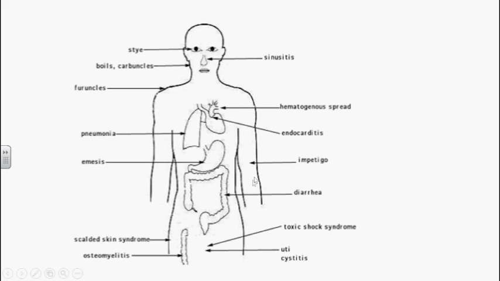This is the diagrammatic representation of the infections caused by Staphylococcus aureus. It can cause skin infections like styes, boils, and carbuncles. We can see sinusitis and furuncles. We can see pneumonia from this infection, especially in hospitalized patients. Cystic fibrosis patients are most prone to get pneumonia. Whenever this organism enters the blood, hematogenous spread can lead to endocarditis, osteomyelitis, or septic arthritis. It can cause skin infections like impetigo, emesis, vomiting, and food poisoning, majorly because of exotoxins secreted by Staphylococcus aureus. It can cause diarrhea in toxic shock syndrome, urinary infections, and scalded skin syndrome. And it is one of the major causes of mastitis, the breast abscess.